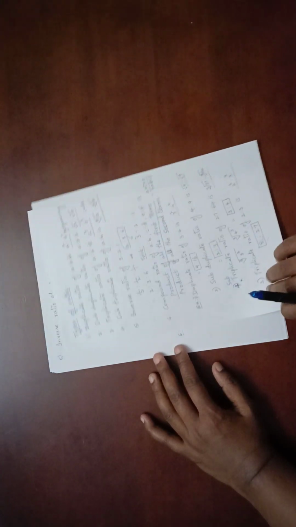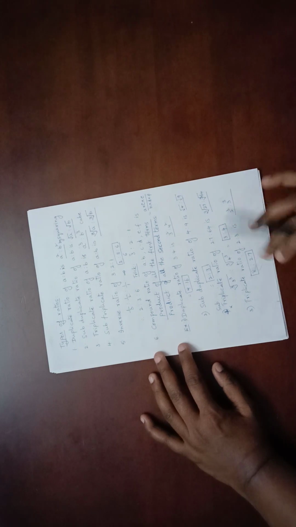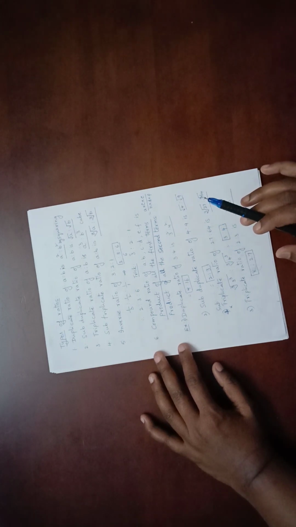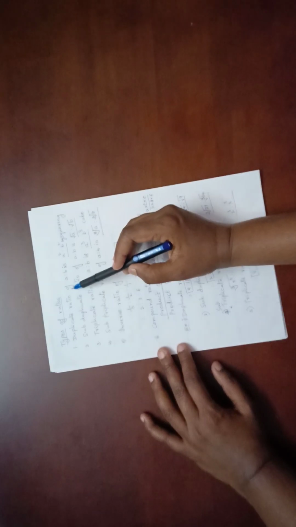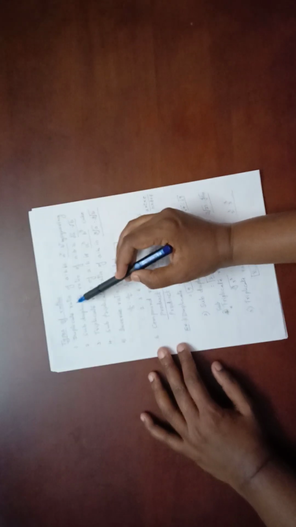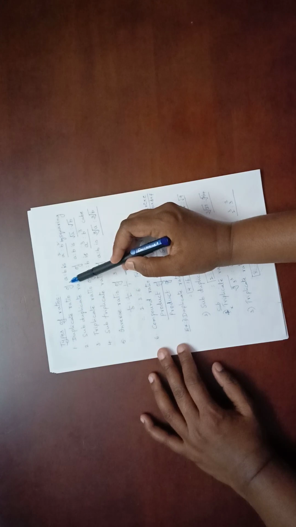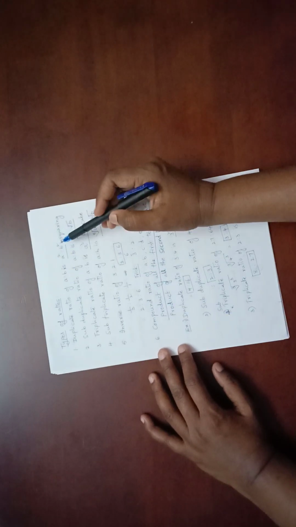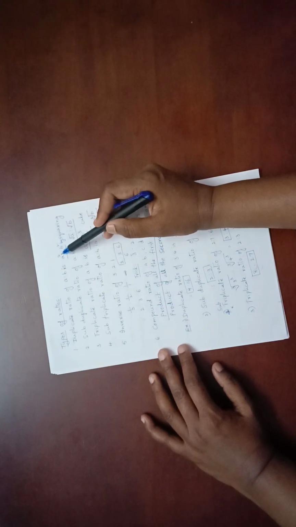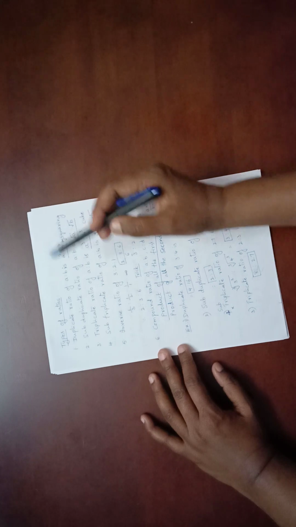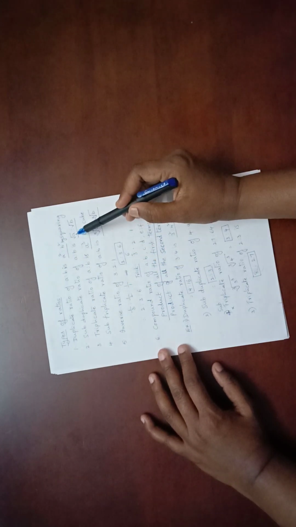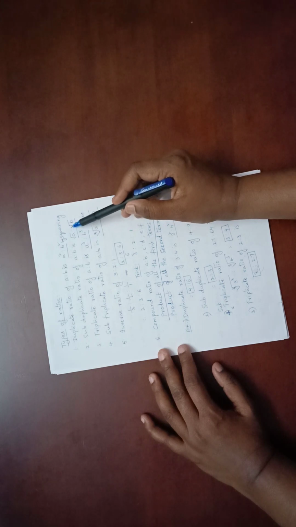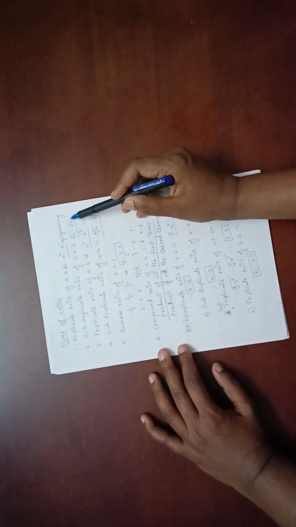Next, we are recollecting all the basics. Next, types of ratios. One type is duplicate ratio of A is to B. Duplicate means square. Duplicate ratio of A is to B means we are taking just by squaring: A square is to B square. Next, subduplicate ratio of A is to B is square root of A is to square root of B.